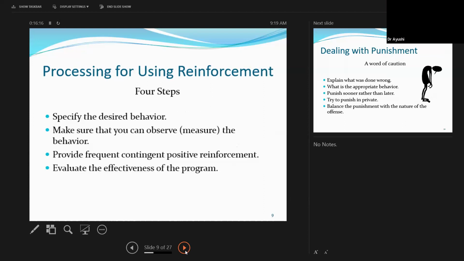Then provide frequent contingent positive reinforcement. There is a frequent requirement for positive reinforcement. For example, if the child has done something good, there should be frequent positive reinforcement to the child, which gives them motivation to perform better. And then evaluate the effectiveness. Maybe you can note it down, or in your own mind you can find out how effective the program is.